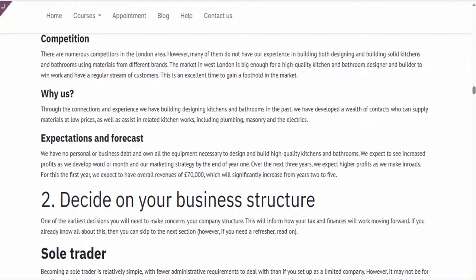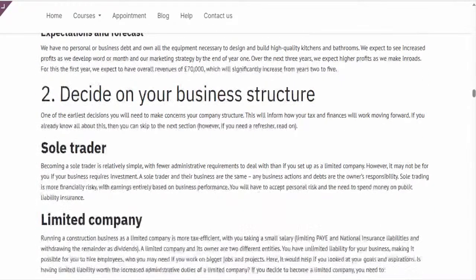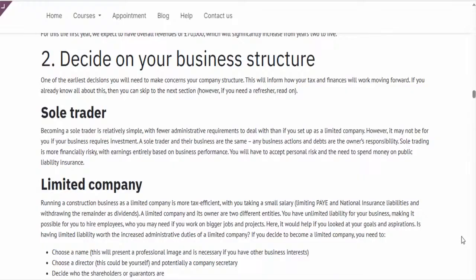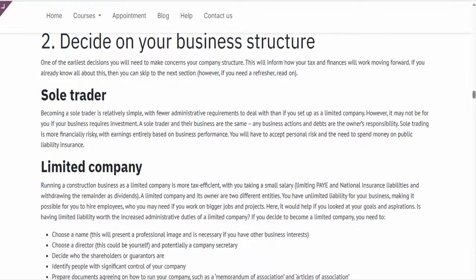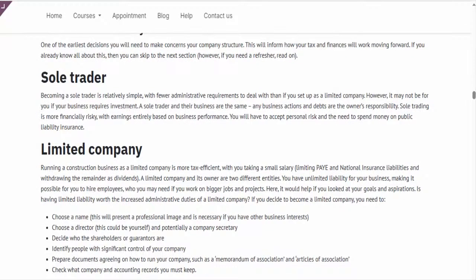2. Decide on your business structure. One of the earliest decisions you will need to make concerns your company structure. This will inform how your tax and finances will work moving forward. If you already know all about this, then you can skip to the next section. However, if you need a refresher, read on.